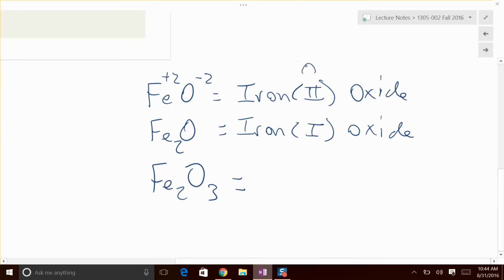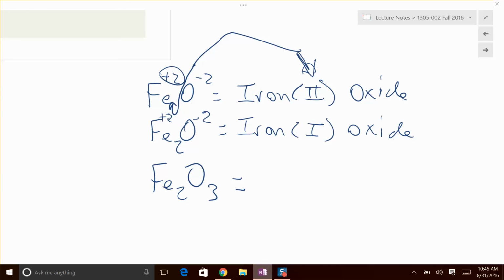This 2 right here does not represent the number of irons. It represents the charge. Right? So here I have a -2 charge. That means I have a +2 charge on the irons, but there's 2 of them, so I divide that by 2 and I get a +1 on each iron. That means the name of this is iron 1 oxide.